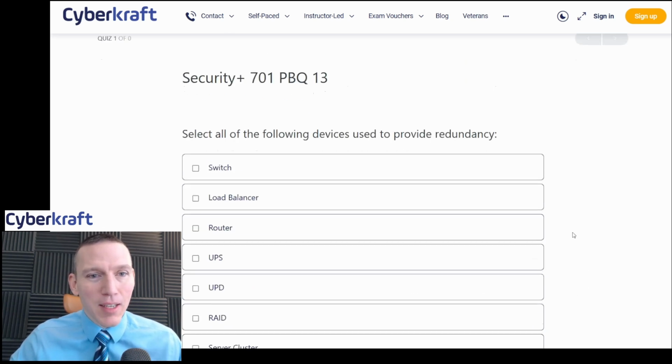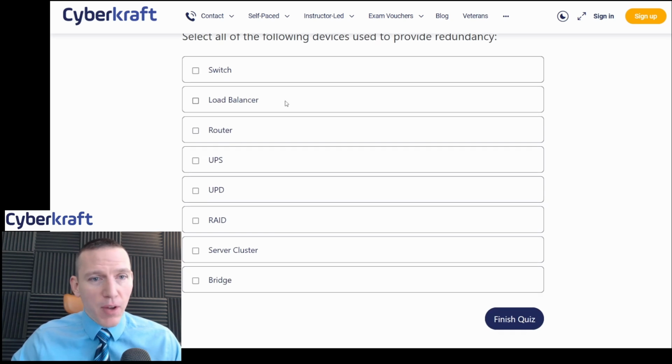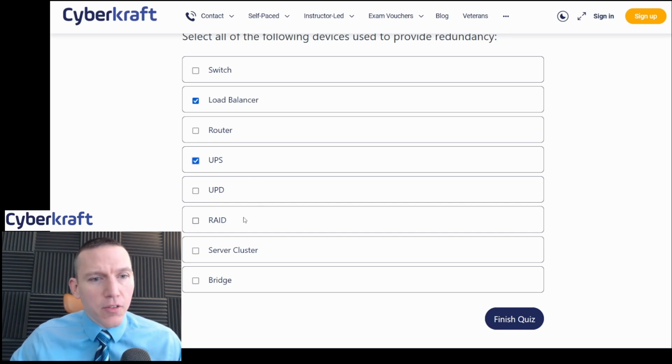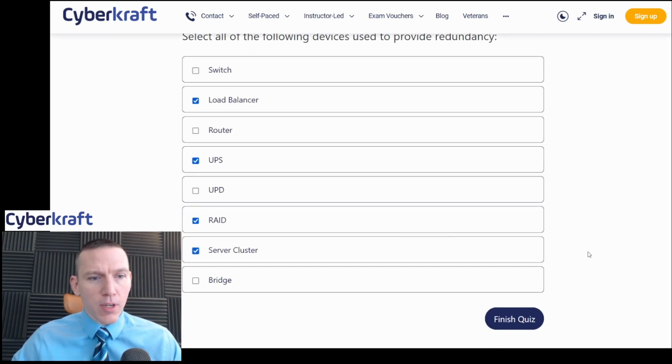Okay. Select all the following devices used to provide redundancy. A switch does not provide redundancy on its own. Load balancer, yes. A router, no. A UPS is an uninterruptible power supply. UPD is nothing that I can think of. RAID does. Server cluster, yes. And a bridge, that's a networking device. That doesn't provide redundancy on its own either. So I think we're in good shape here.